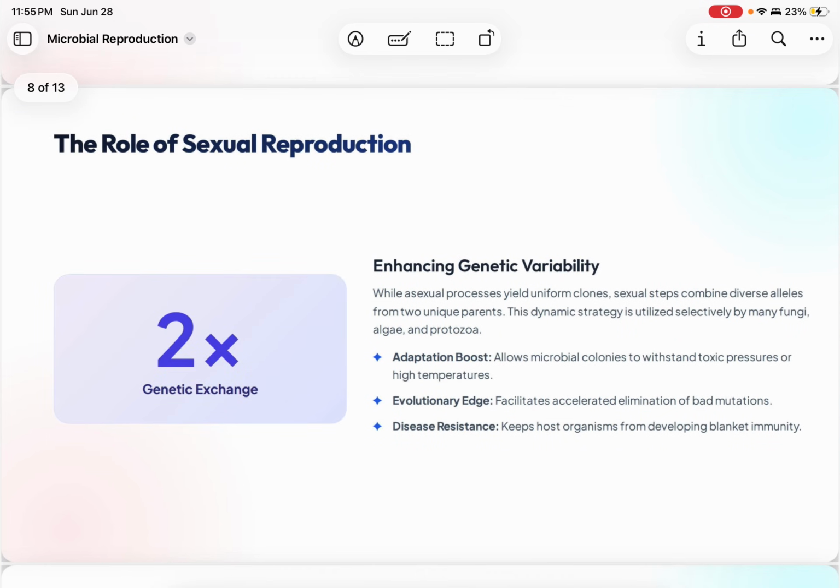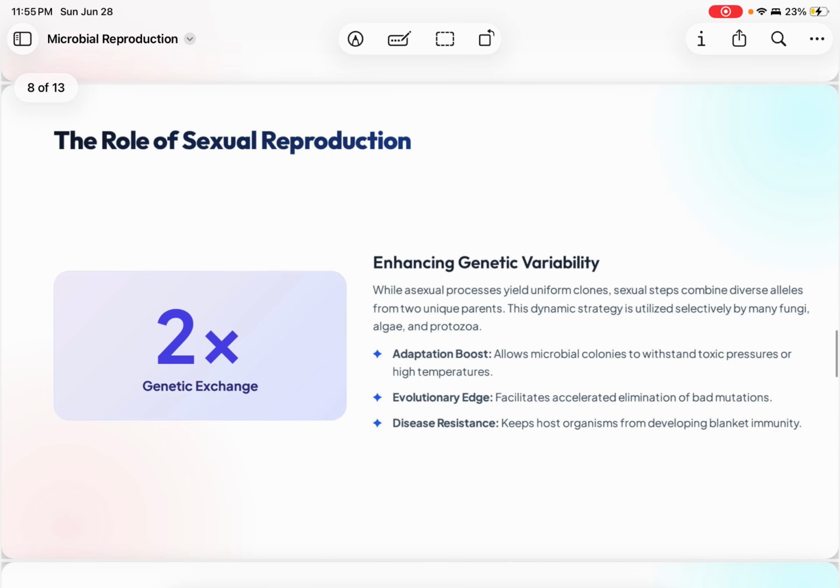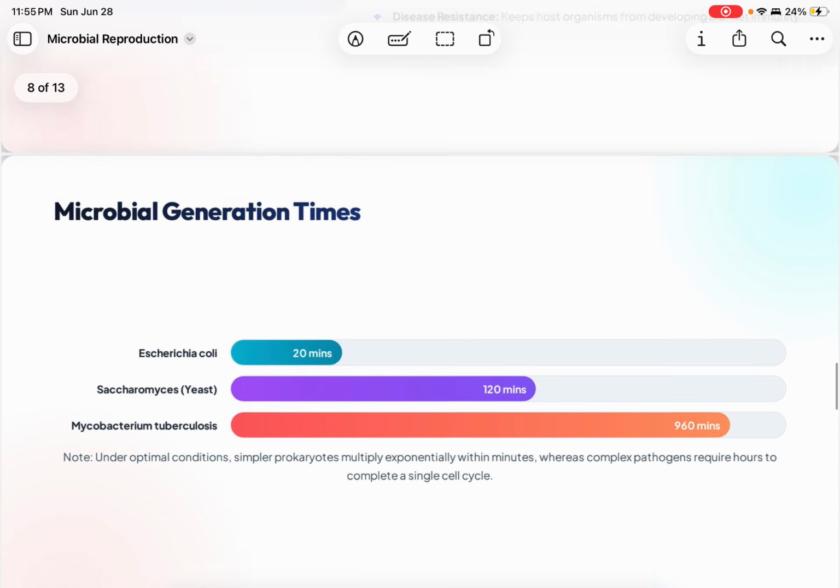And then we have the role of sexual reproduction, which is enhancing genetic variability. Asexual processes produce uniform clones. Sexual steps combine diverse alleles from two unique parents. And then we have the adaptation boost, which allows microbial colonies to withstand toxic pressures. Evolution, this is resistance.